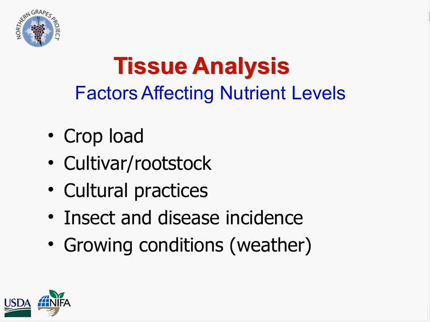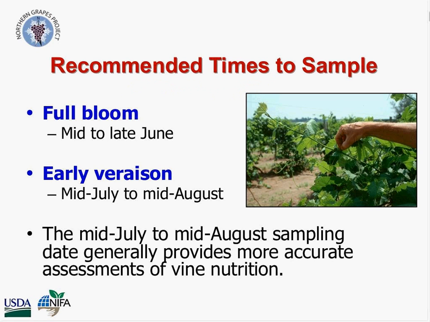Okay, as far as time of sampling, we have two times. One at full bloom, typically mid to late June in our northern climates, and then what we refer to as the mid-July to mid-August period, or we can be a little more specific there and say the early veraison period. The mid-July to mid-August period generally provides a more accurate assessment of the nutrient needs, particularly with potassium and nitrogen, because these are two nutrients that decline in content over the growing season.